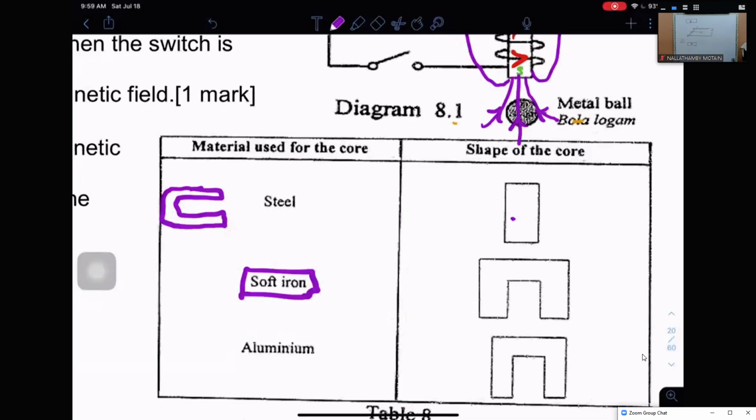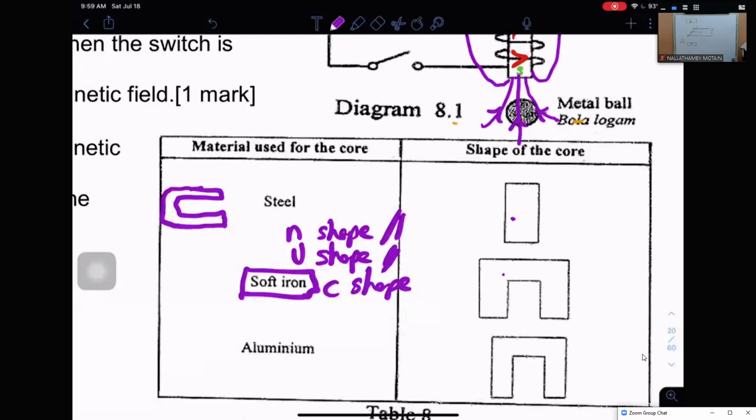Okay, easily magnetized and demagnetized. And then the next one is the shape of the core. The shape is what? You can write N shape, or you can write U shape or C shape. Anything can. So here it looks like N, so you write N shape.